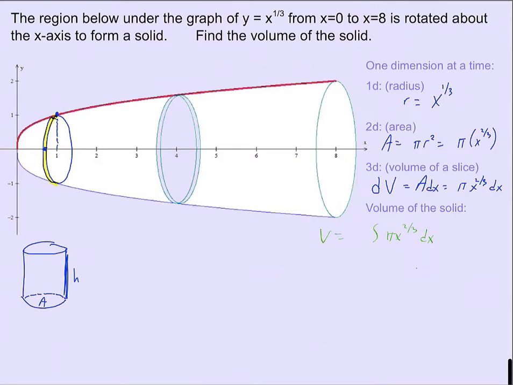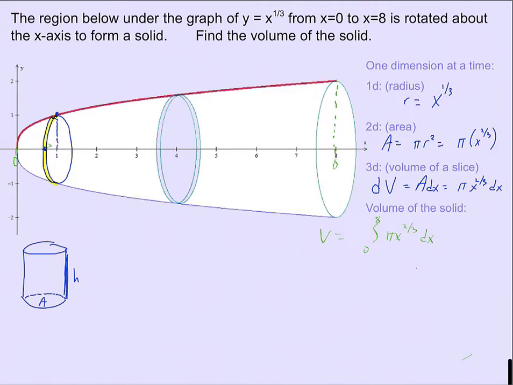And start to finish, since our dx's are going in this direction, they start when x is 0 and they end when x is 8. That is the biggest radius, because that's what they told us. So we'll go from 0 to 8. And then we can integrate that. This one we can do using the power rule.